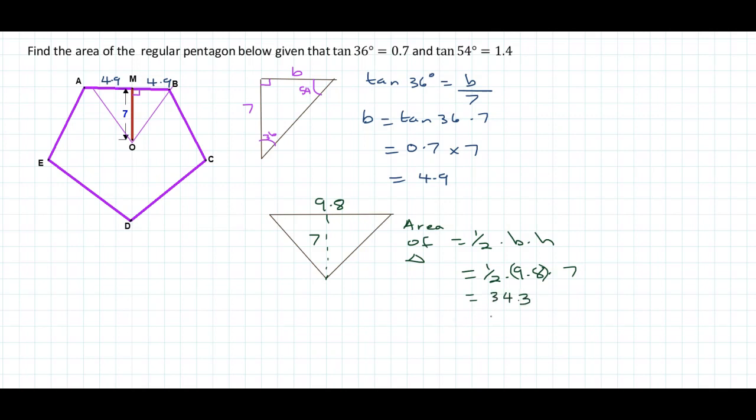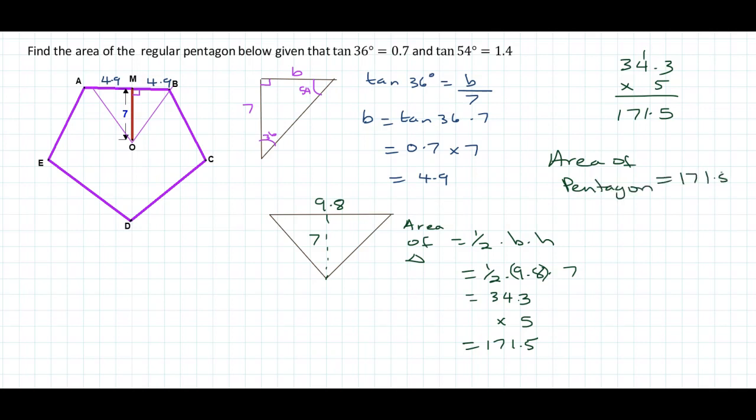And now we have 5 sides, so we're going to multiply this by 5 to get the area of the pentagon. So 34.3 multiplied by 5, actually it's going to be 171.5. If you put this in a calculator, you'll get 171.5. So therefore, the area of the pentagon is going to be 171.5 units.